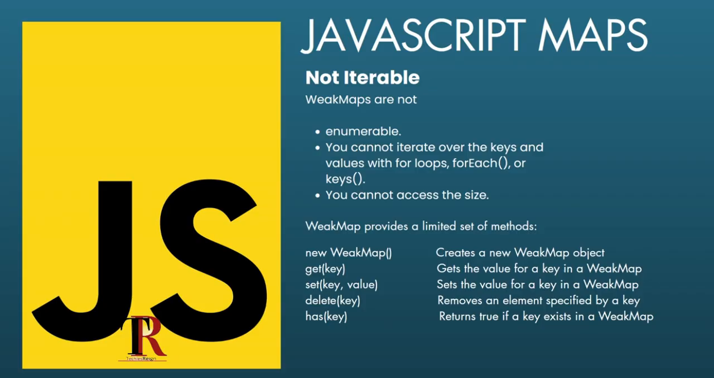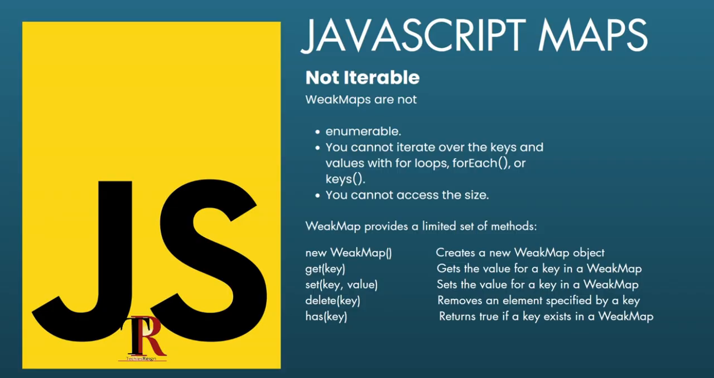Not all the general methods that we can use on Map objects are supported. All those methods that we treated when talking about Map are not the same thing we can use on WeakMap. So WeakMap has a relatively limited set of methods, which are what I've mentioned here: new WeakMap, get, set, delete and has.